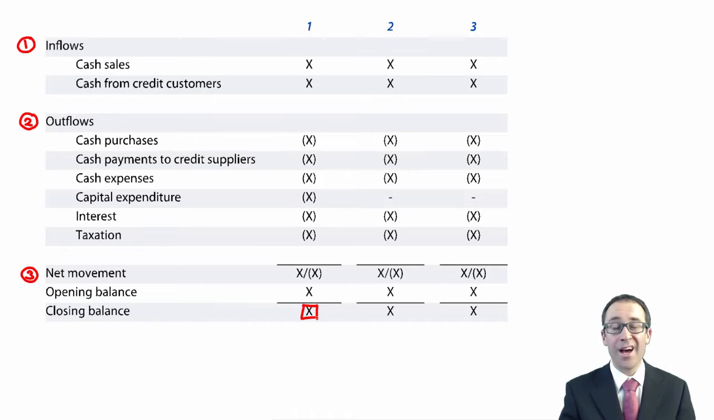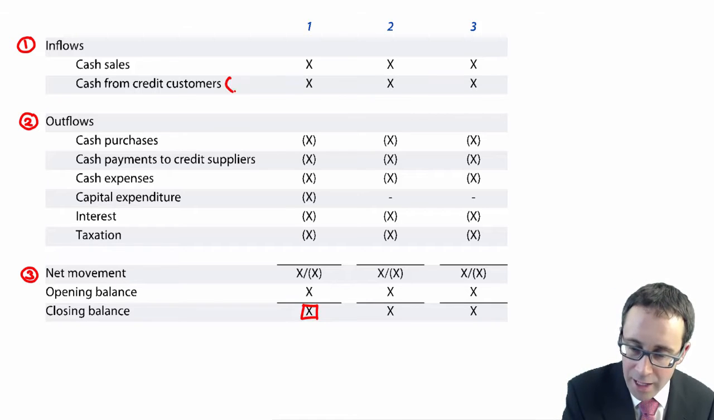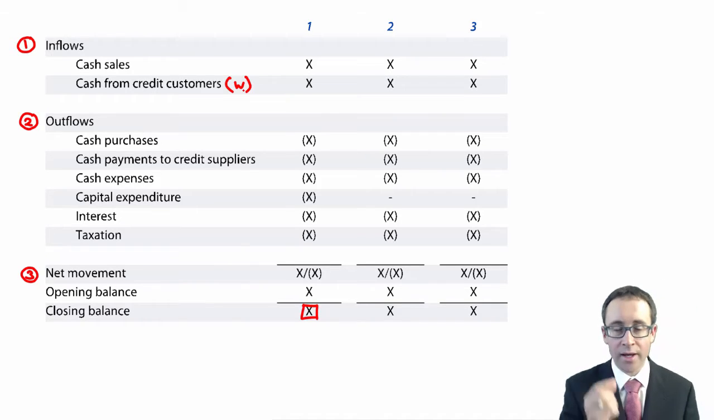The inflows, usually the easier ones to calculate, come from cash sales and cash from your credit customers. If you look at your total sales, some of it will be for cash, some of it will be for credit. The key issue is those credit sales. How much of those credit sales do you receive this month? How much do you then receive next month? So we might need to do a little bit of a working, and we'll see that in a moment.